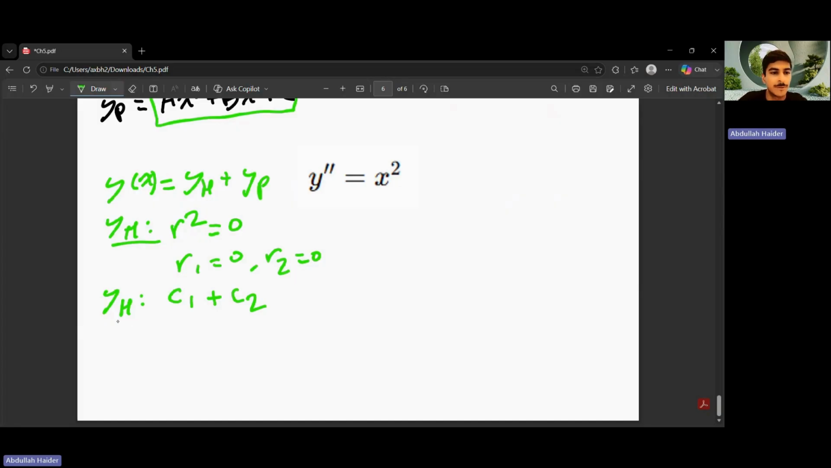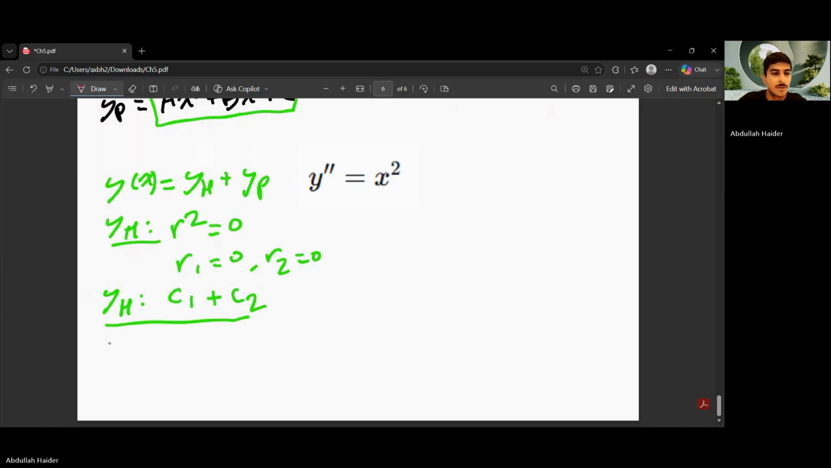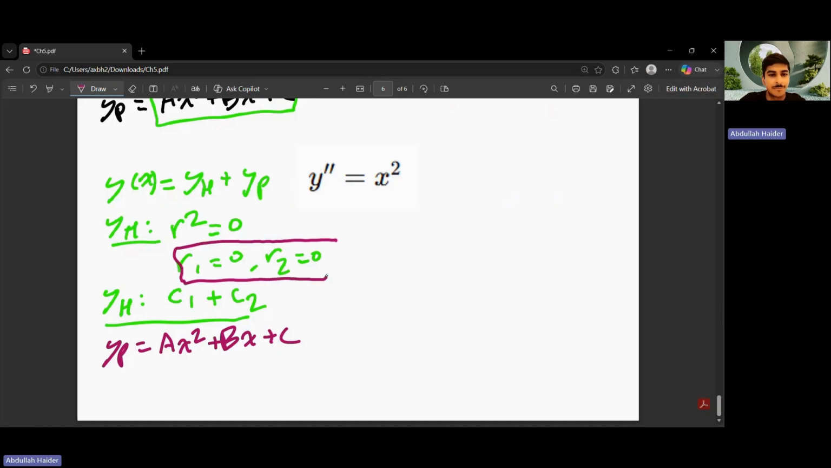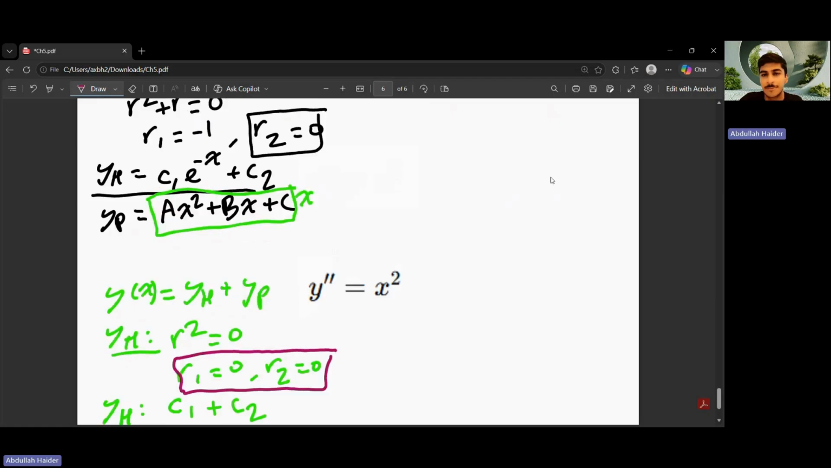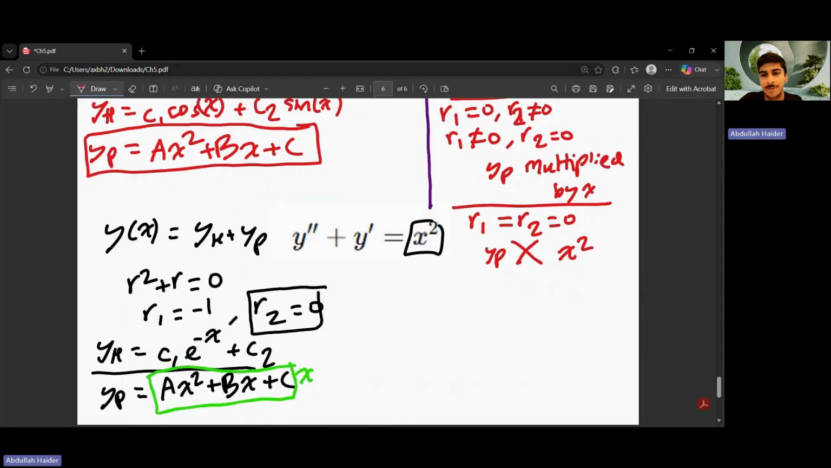So this is your y of h, and y of p is going to be the highest degree polynomial expression of the right side, which is ax squared plus bx plus c. Now we have both r1 and r2 equal to 0. And what I said here before, if you have both r1 and r2 equal to 0, then you multiply yp by x squared.